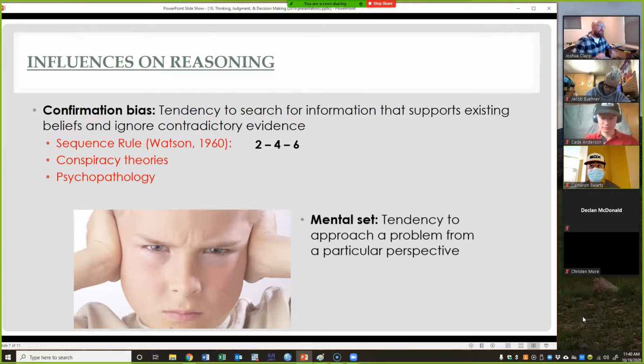We also see a similar kind of mental set, right? Mental set refers to a tendency to approach a problem from a particular perspective and ignore other ways of approaching things, right? Similar to confirmation bias, we get into this rigid structure where we're having a hard time seeing a solution, okay?